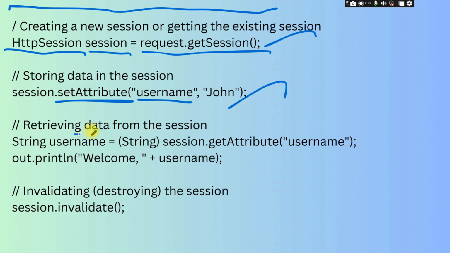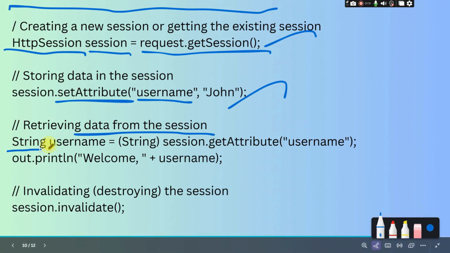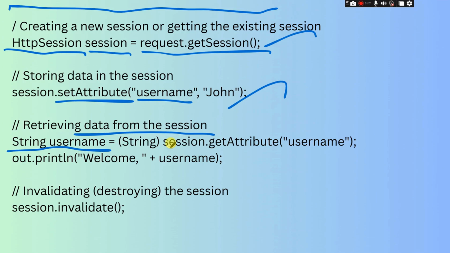After storing, I want to retrieve the data from the session in order to give the response to the client from the server side. How is it possible? So this is the method: String username = session.getAttribute("username"). So what is the username? Username is John. I'm accessing the value that is stored under this username. So what is the value? John. That is retrieved and stored under this variable username.